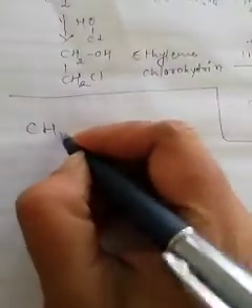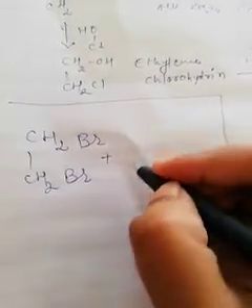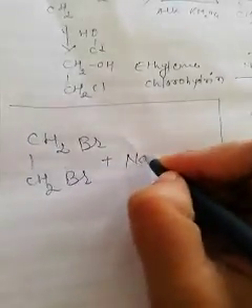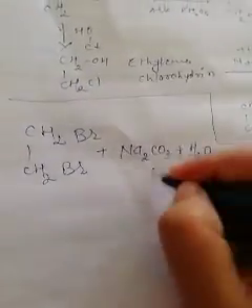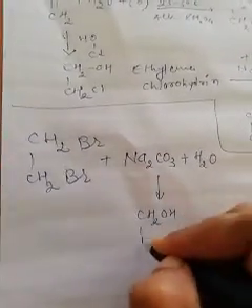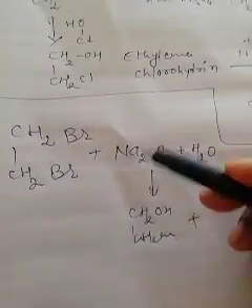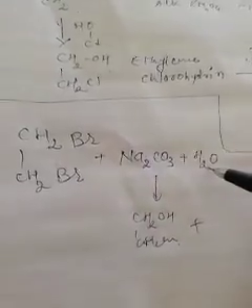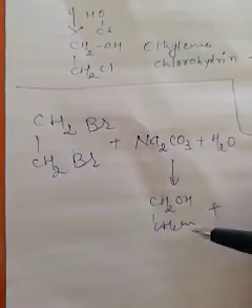Now the next one is from ethylene bromide. So how to write ethylene bromide? We can also say ethylene dibromide. So ethylene bromide, when refluxed with aqueous solution of sodium carbonate, Na2CO3 plus H2O. So what happens? Hydrolysis takes place. So what we get? CH2OH, CH2OH, which means ethylene glycol, plus twice NaBr is released, and also CO2 is released. So this is about the preparation of ethylene glycol from ethylene bromide.